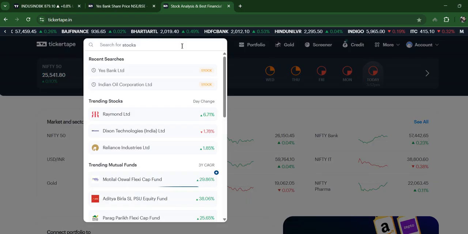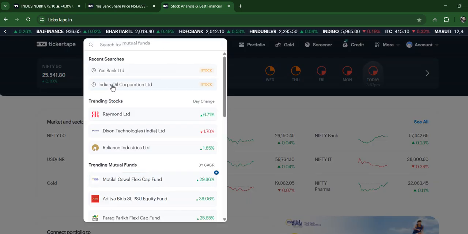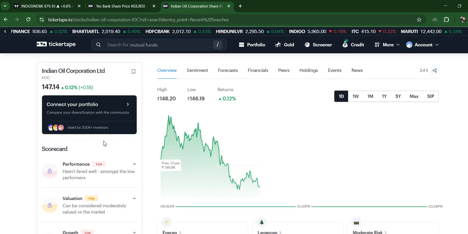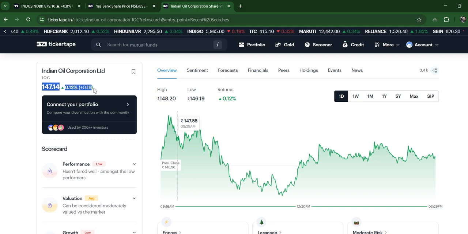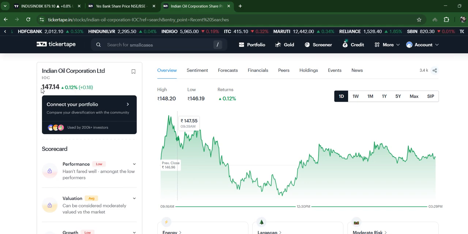For example, let's go with IOC, that is Indian Oil Corporation. That is my favorite one. So this is how it looks on the front of the website when you search for the share. Over here it shows the price. 147.14 was the closing price of today. It means that IOC was traded at 147.14 today at the closing price.